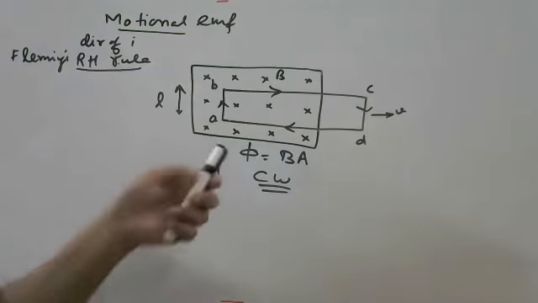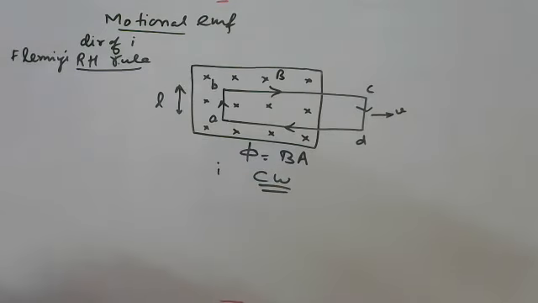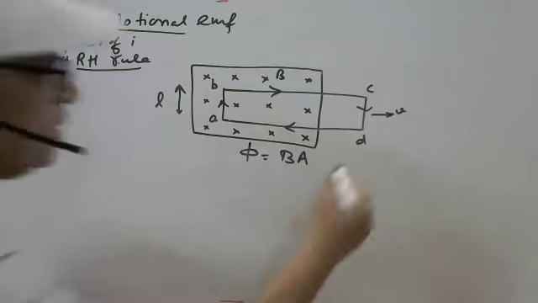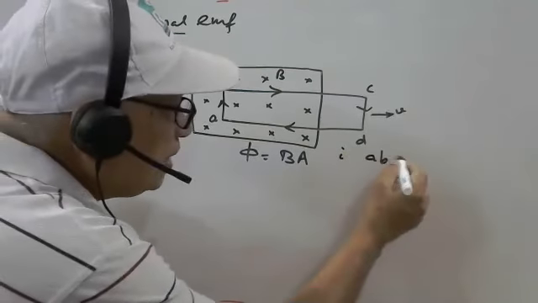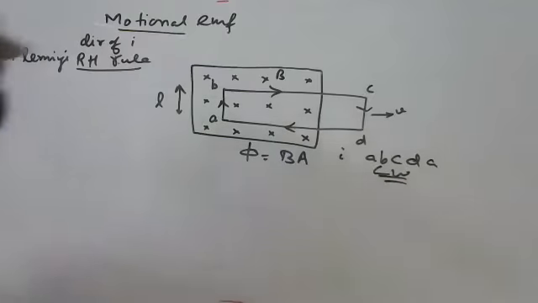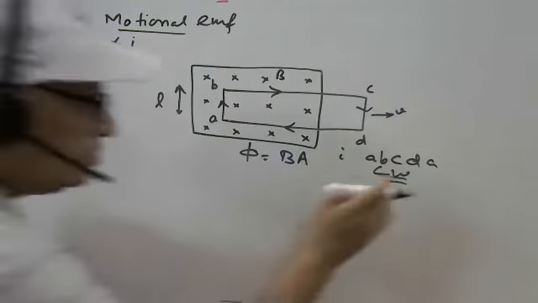Okay? So here flux is what? BA. Direction here is clockwise. Direction of current here is A, B, C, D, A. So clockwise direction.